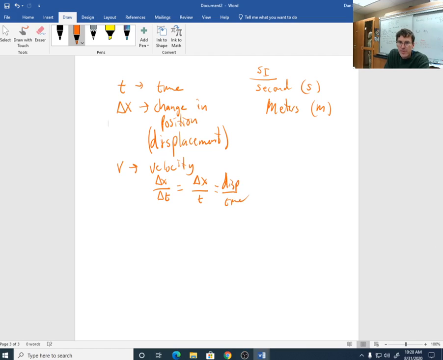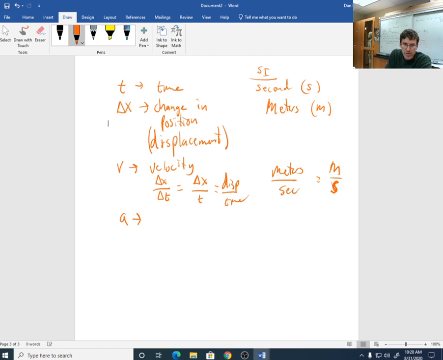And that for us, our units are meters per second, which is m over s. Those are standard. It could be other things like feet per hour or miles per hour, but meters per second is our standard. That's an s, for seconds.